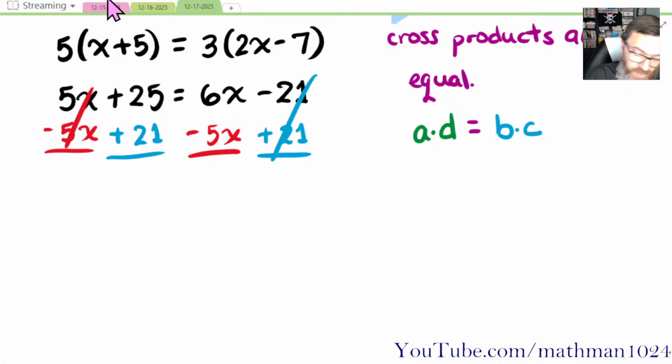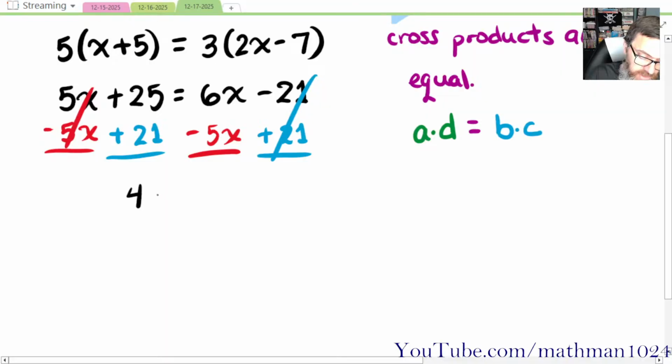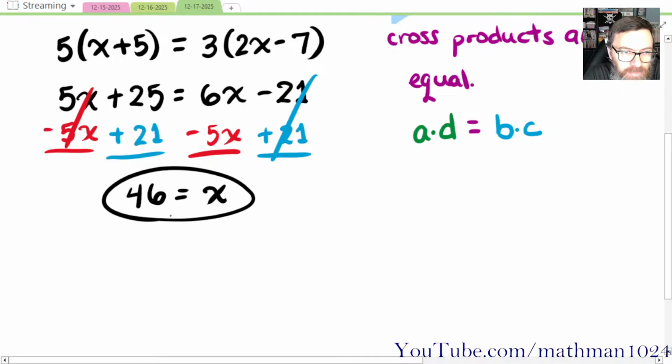And let's see, we get 25 and 21, which is 46. And we have just x on the other side. So, hey, guess what? We're done. We got x by itself, and everybody's happy. Now, there is another way to solve this problem.